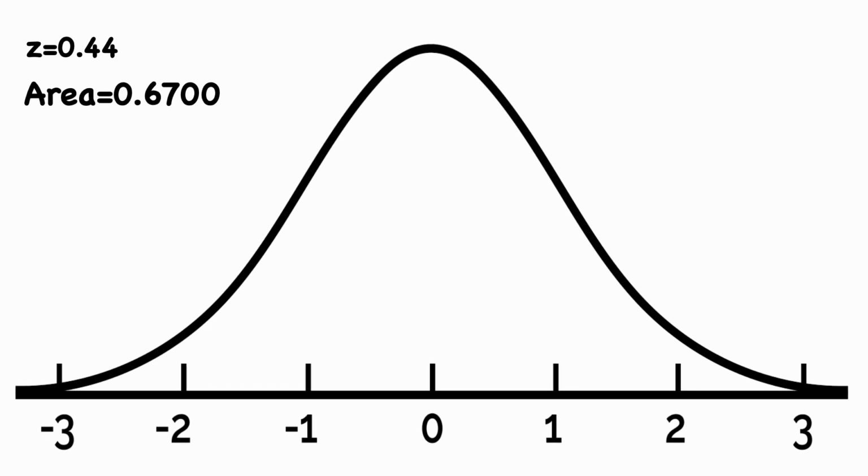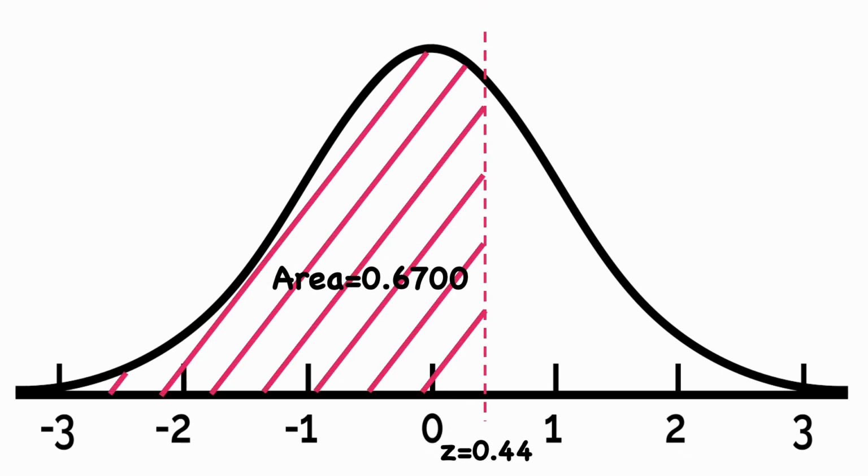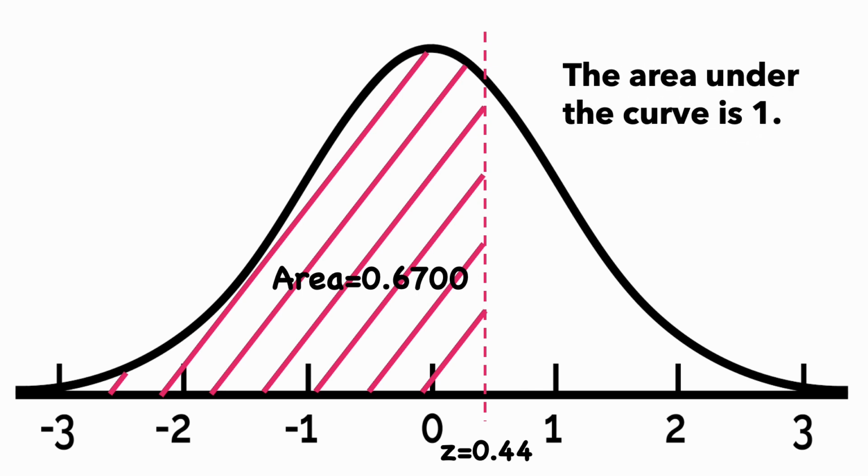Suppose you have a z-score of 0.44 and you use your table to find out that the area to the left of the curve is 0.67. What else can you figure out? First, remember that the area under the entire curve is 1, and what isn't to the left of the curve has to be to the right of the curve. So 1 minus 0.67 will give you 0.33 under the curve to the right of your z-line.